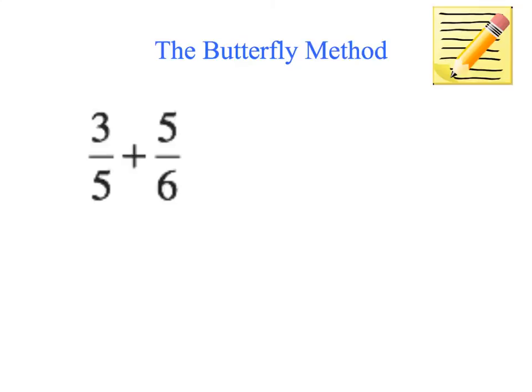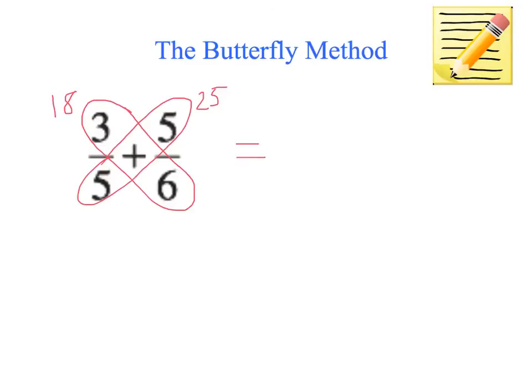It's like we learnt when we were comparing fractions. So we're multiplying 3 times 6. 3 6s are 18, and that's our new numerator. Then we multiply 5 times 5. 5 5s are 25. So that looks like a butterfly, doesn't it? We also have to multiply 5 times 6 to get our new denominator, which is 30.